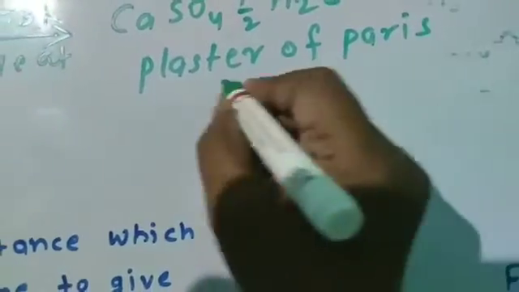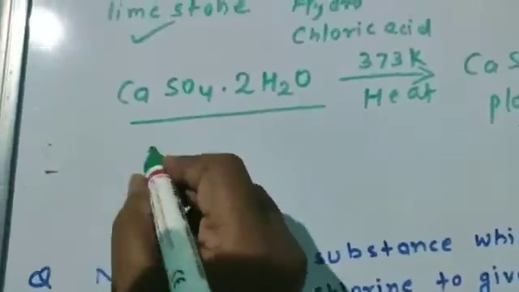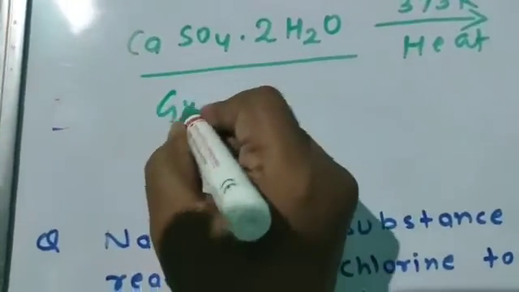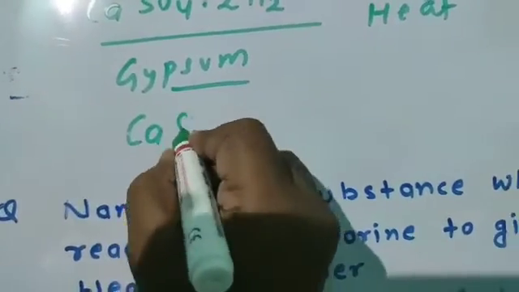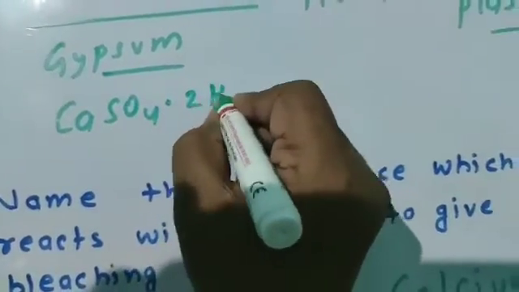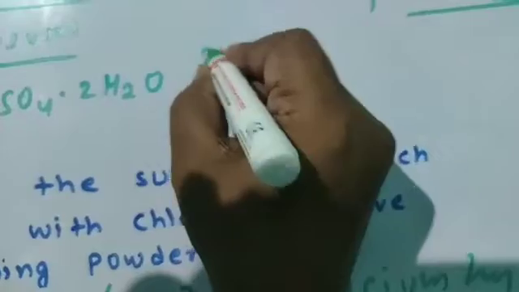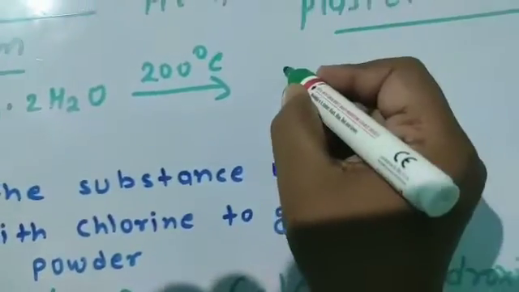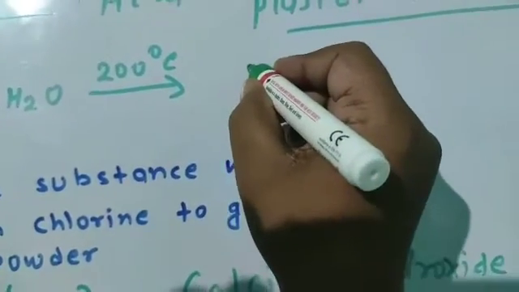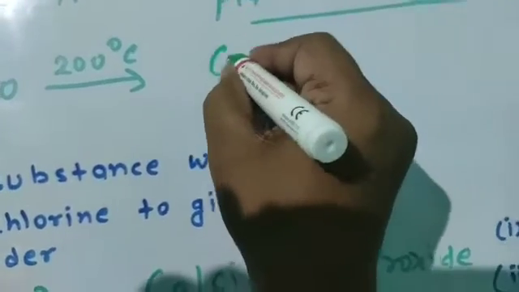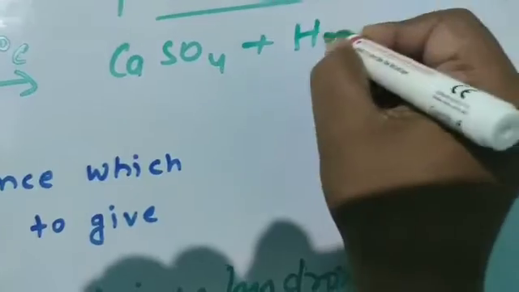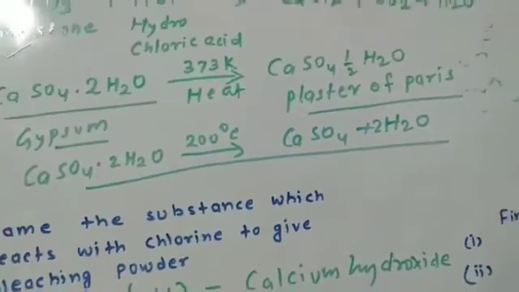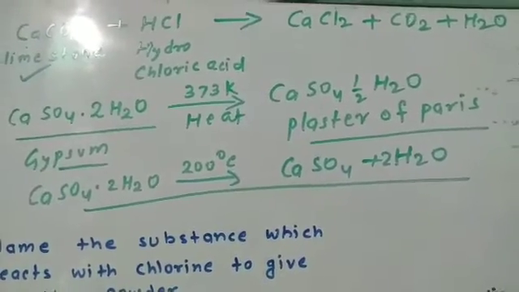On the other hand, if gypsum is heated at 200 degrees Celsius, then anhydrous calcium sulfate is obtained. Anhydrous means that salt which does not contain water.